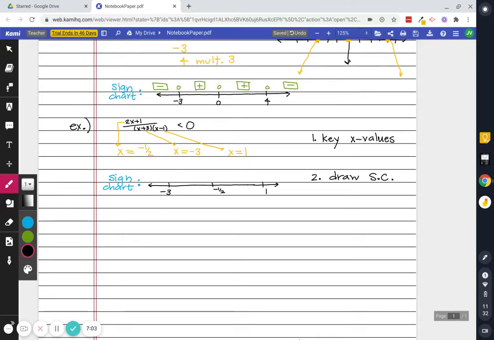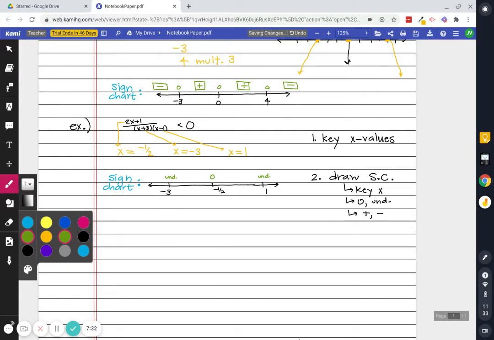Now, is my spacing on my number line good? No. Do I care? No. Now, can x be negative 3? Well, technically no, because it's in the denominator. Same with 1. So as I draw my sign chart, I care about what are my key x's, label my zeros and my undefines, and then decide on plus and minus. Okay?